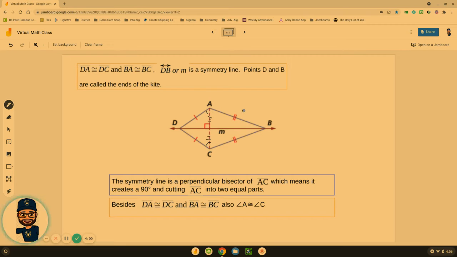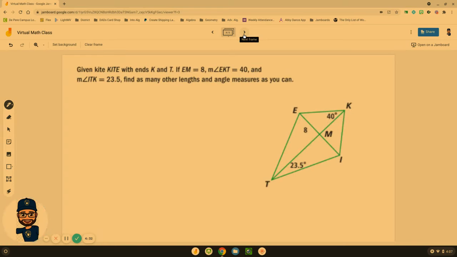So a lot of different things happening here. But it's important to note that they do intersect at a perpendicular bisector, meaning all 4 angles are 90, and this line is cut in half. Angle C is also congruent to angle A. A lot of different things happening in this diagram, and it's more about how do we apply them. So I would make sure you have that kind of information written down so that you fully understand what's happening. So let's look at an example.